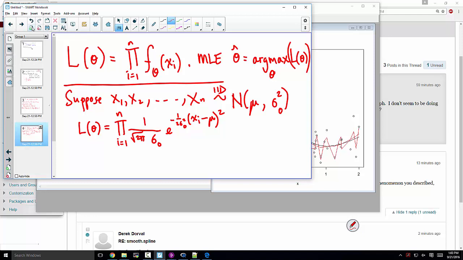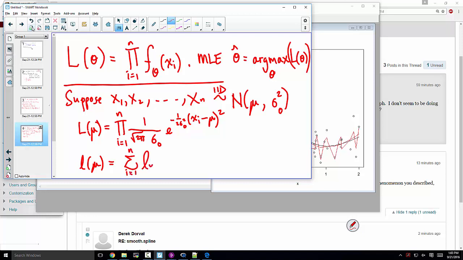Mu is the only unknown parameter, so let me clarify that over here. Mu is the only unknown parameter. The way I would pick mu hat is to optimize or maximize this function, which is calculus. So differentiate and set to 0 kind of thing. It turns out it's easier to do if you log transform first. The log of a product is the sum of the logs.